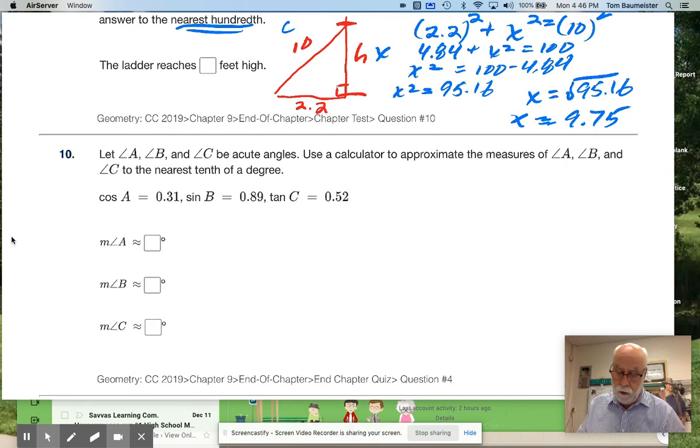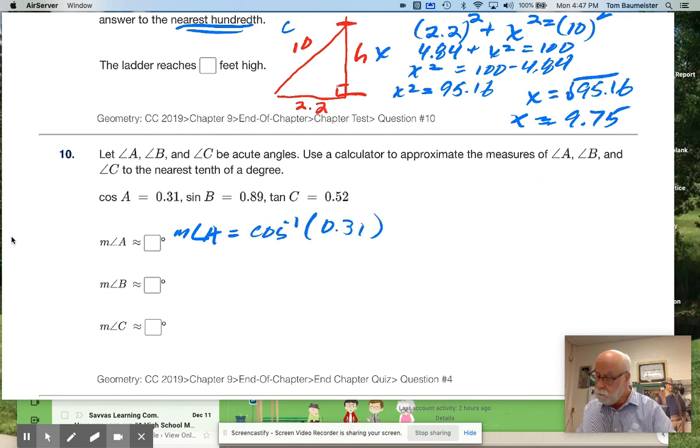Let A, B, and C be acute angles. Use a calculator to approximate the measures of angle A, angle B, and angle C to the nearest tenth of a degree. So it's saying that the cosine of A is equal to 0.31. So remember, to find the angle, I'm going to take the inverse. So the measure of angle A is equal to cosine to the -1 of 0.31. I plug that in. They said to the nearest tenth. That'll give me 71.9.